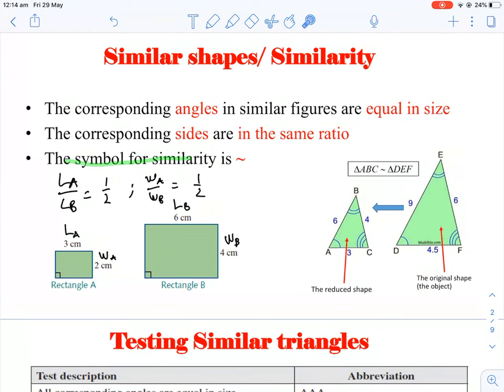The symbol of similarity is this one. For example, you write triangle ABC is similar to triangle DEF, and remember when you write it, they have to be in corresponding order. The corresponding angle of A is D because A equals D. The corresponding angle of B is E because B equals E. So you write A, D, B, E, and the last one is C and F.